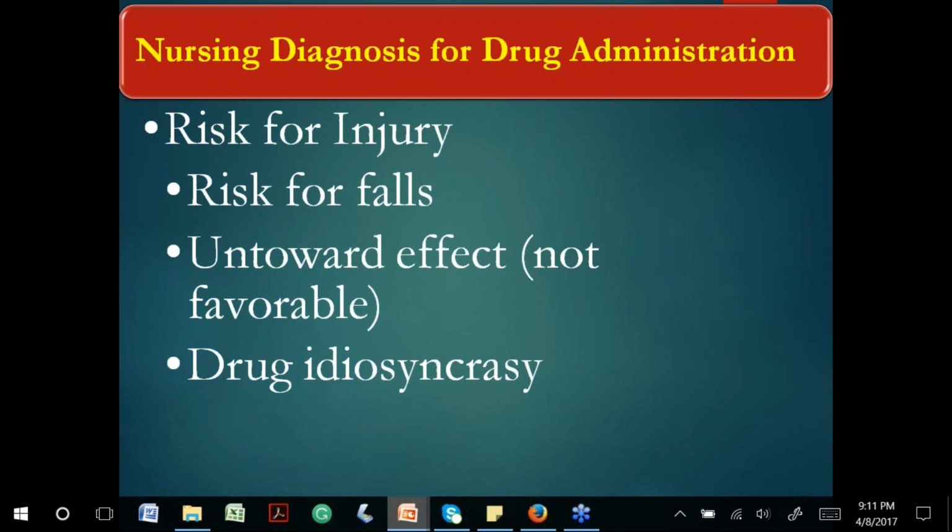Another way to describe this untoward effect, which means unfavorable effects of the medication, like side effects, is drug idiosyncrasy. Mostly you don't see that in the nursing diagnosis unless it's happening, because drug idiosyncrasy is very, very rare. For example, I will tell you aspirin. I'm going to repeat that example. Aspirin side effects, gastritis. Aspirin adverse reactions, bleeding.